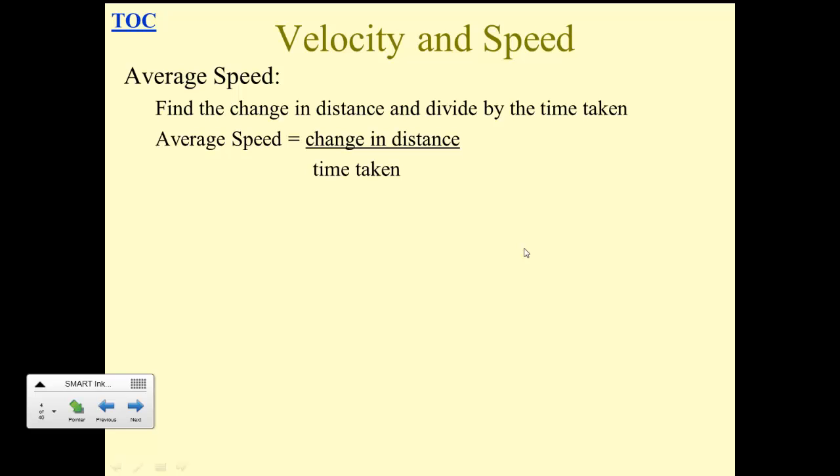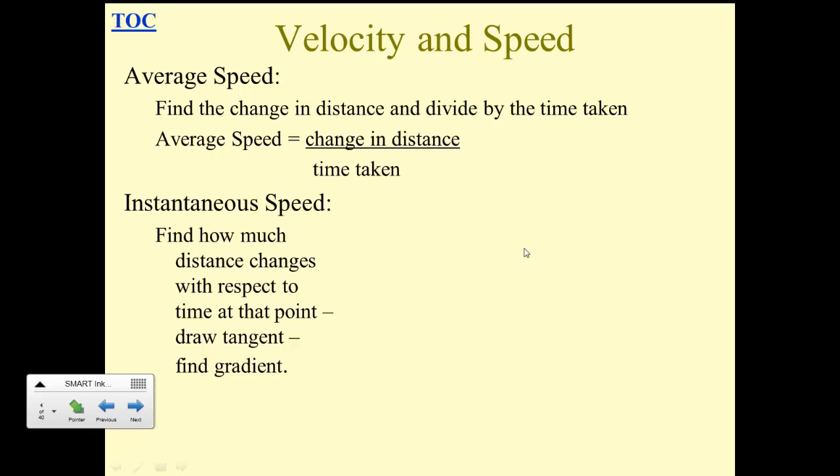Velocity and speed. Okay, we look at the average speed, which is the change in distance divided by the time taken. So we divide change in distance by time taken. That gives the average speed or average velocity.